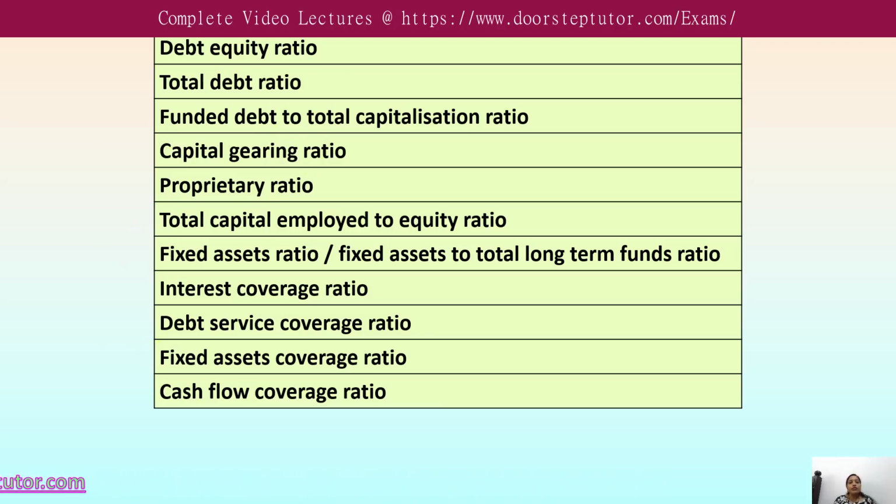The ratios up to the fixed assets ratio, or fixed assets to total long-term funds ratio, are calculated using the information provided by the balance sheet. Hence, they are also called position statement ratios and balance sheet ratios. The interest coverage ratio, debt service coverage, fixed assets coverage, and cash flow coverage ratios are inter-statement ratios or mixed ratios. They are computed based on the figures provided by both the balance sheet as well as the income statement. Let's see these ratios one by one.